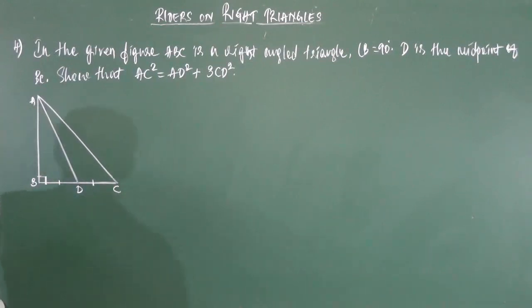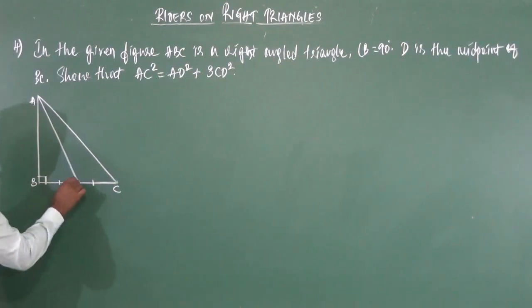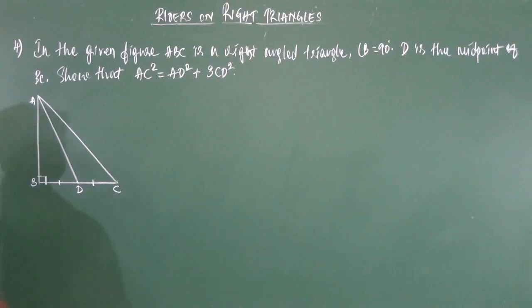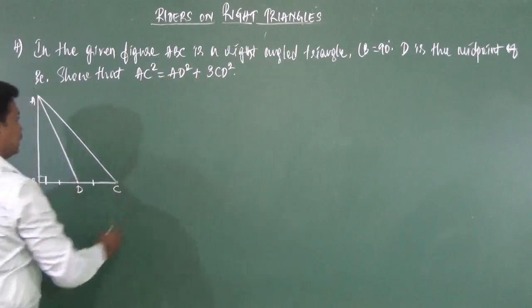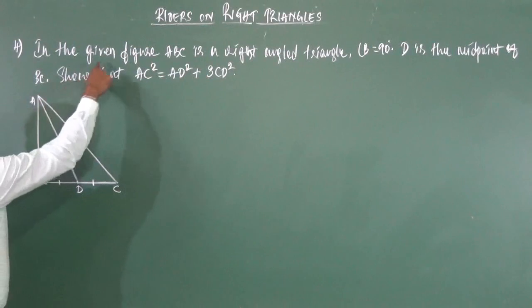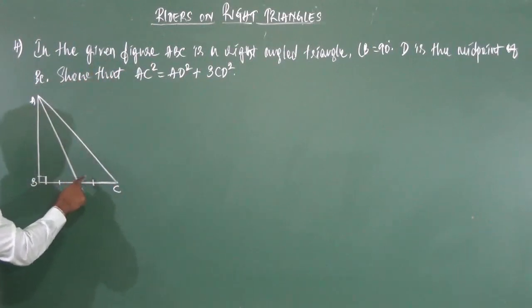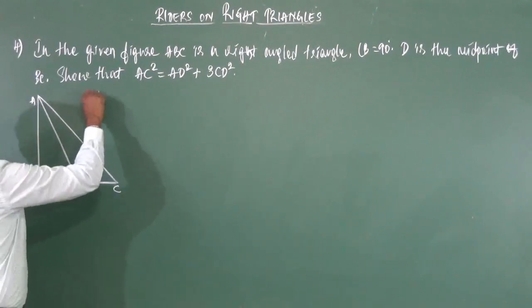D is the midpoint of BC. Usually, this would not be the midpoint. Some ratios were given in the previous riders, we have seen that. But here in this particular problem, D is the midpoint of BC. So therefore, BD is equal to DC. Show that AC square is equal to AD square plus 3CD square. We have to prove this. Okay, let us get into the data.